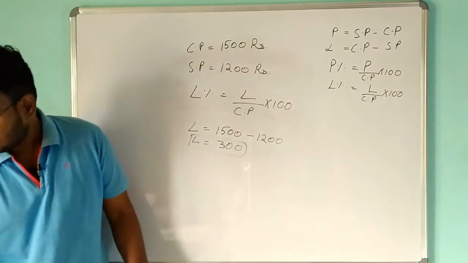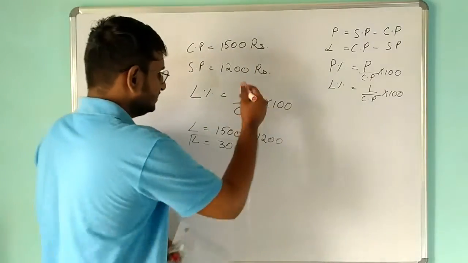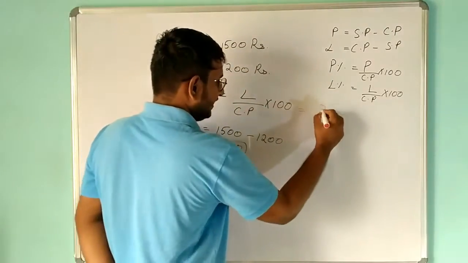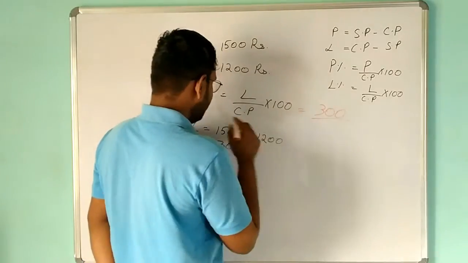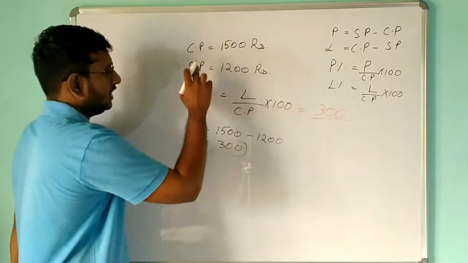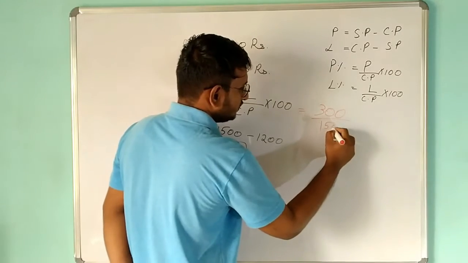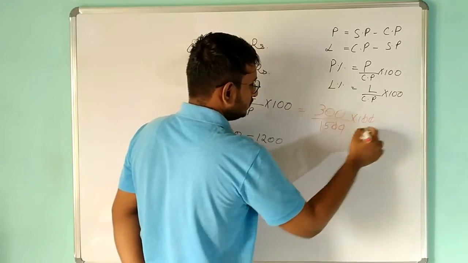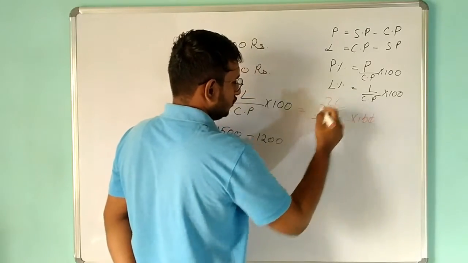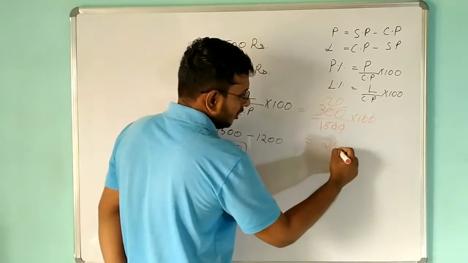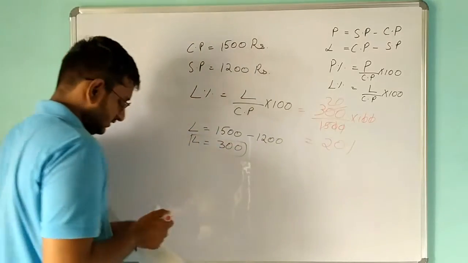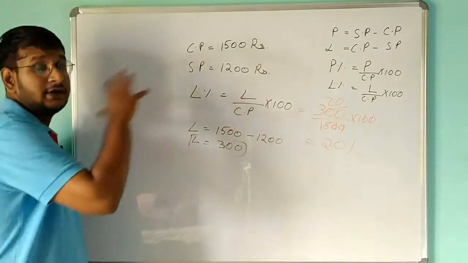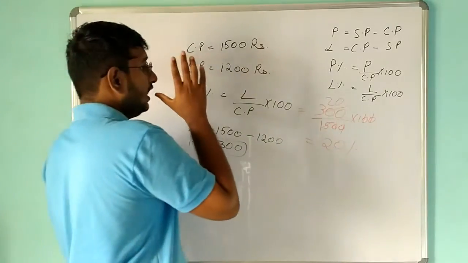We are just going to apply this L over here. So we will have 300 divided by CP, CP is 1500, into 100. We can cancel 0, 0, then 15 2s are 30, so 20. So the loss percentage is 20%. We have incurred a loss of around 20% by doing this particular transaction.